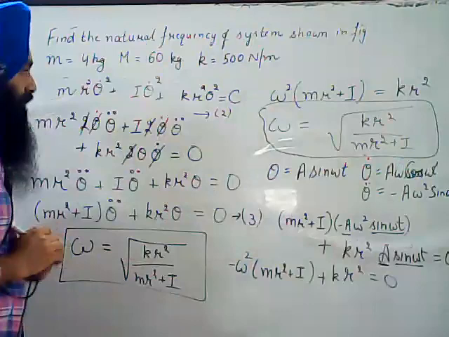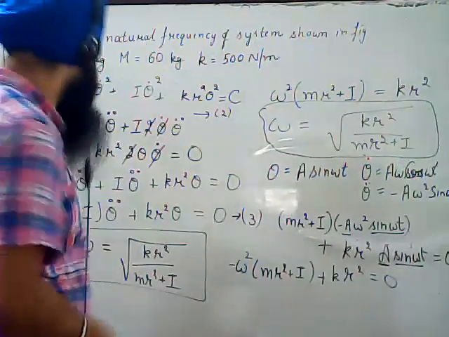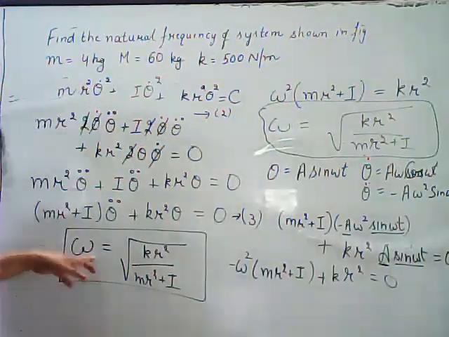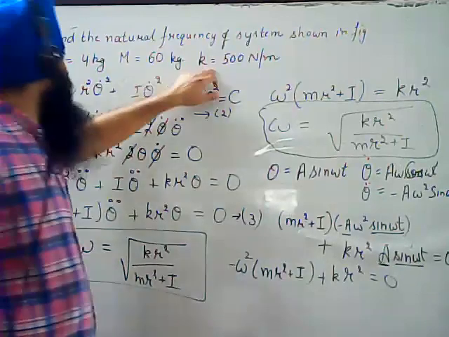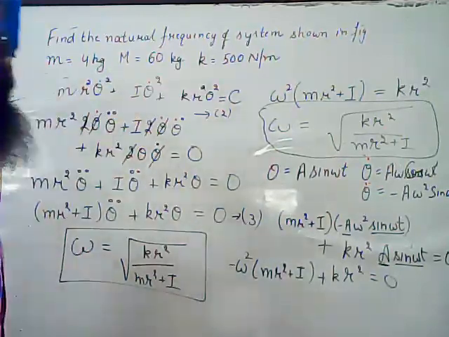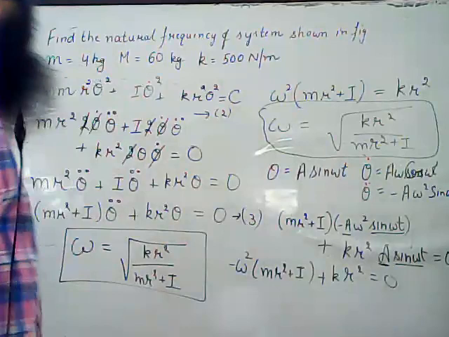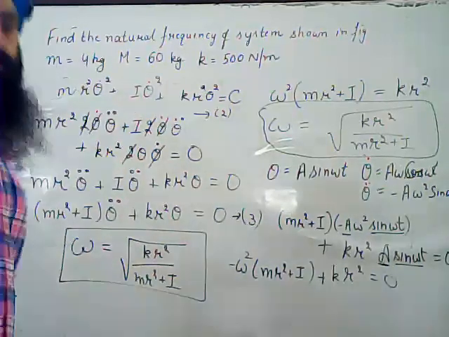So this is the formula for natural frequency of this system. Then we can simply fill in the values of k, M and small m, and we can find the value of natural frequency.